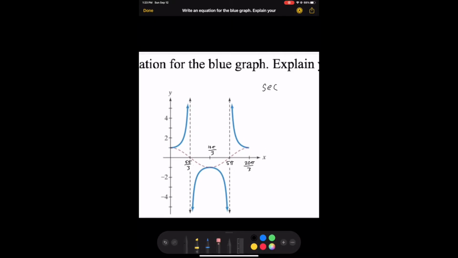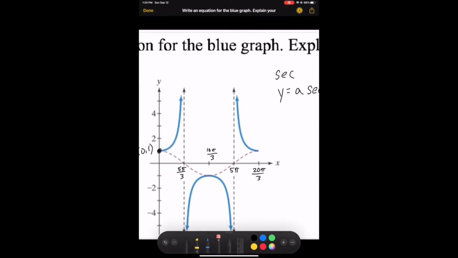So knowing the formula for secant, right? Y equals A secant Bx is very crucial. So first we can look at the first key point, right? And that's here, (0, 1). And we can find the A, which is the amplitude, right? So since it's 1, A is going to equal 1.